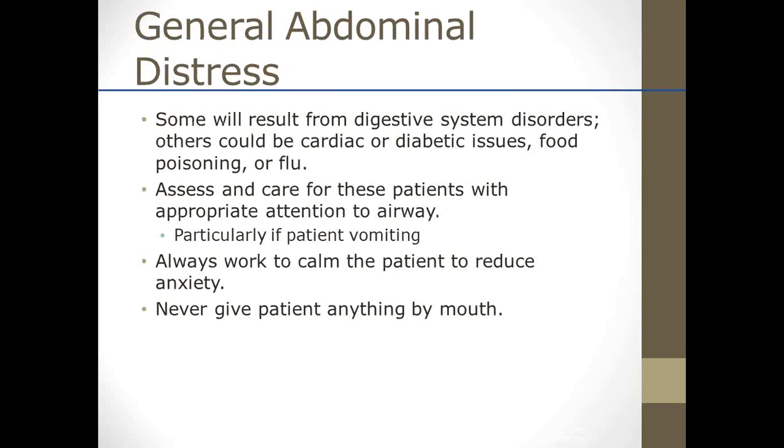So some of our abdominal distress is going to come from our digestive system. As we talked about, we could have diabetic issues, we could have cardiac issues, we could have food poisoning, we could have the flu. Lots of things that can play into this. We could have other types of poisoning that would play into this as well. So again, we talked about this earlier, but pay attention to their airway if they're vomiting or they tell you they're nauseous. Be ready for that and don't get caught unaware.